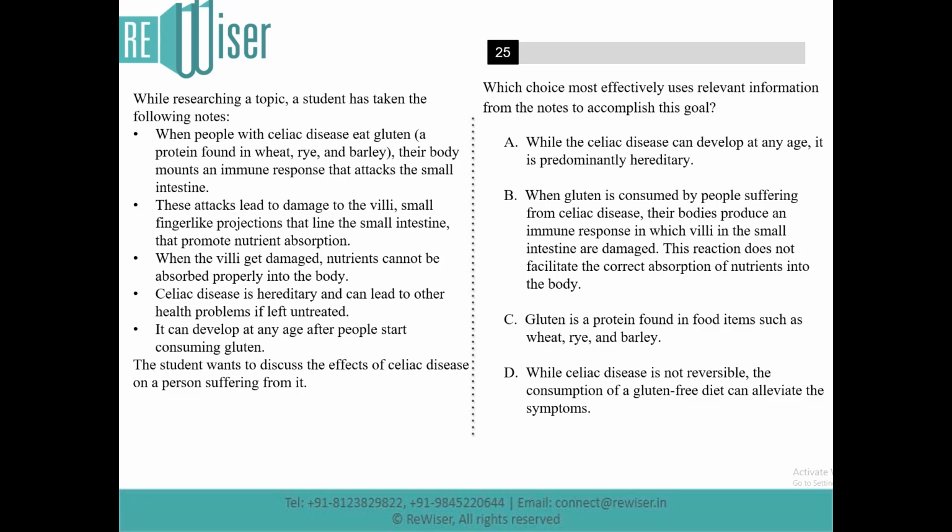Celiac disease is hereditary and can lead to other health problems if left untreated. It can develop at any age after people start consuming gluten. The student wants to discuss the effects of celiac disease on a person suffering from it. So which choice most effectively uses information from the notes to accomplish this goal?